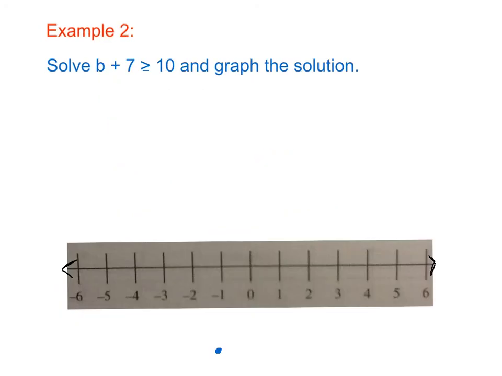Alright, here's the second and final example. We've got the inequality, solve b plus 7 greater than or equal to 10, and graph the solution. Again, it's very much like an equation. So we want to get the b by itself on the left side. It's currently being added by 7, so we have to undo that. So we're going to subtract 7 on both sides. And after we do that, on the left we have b. On the right, we're going to have 10 minus 7, which is 3, and we're keeping the inequality the same.